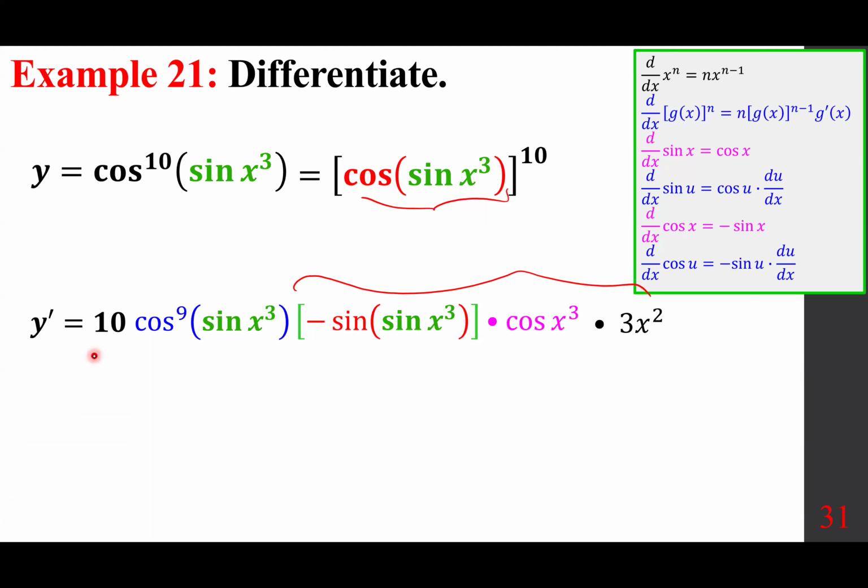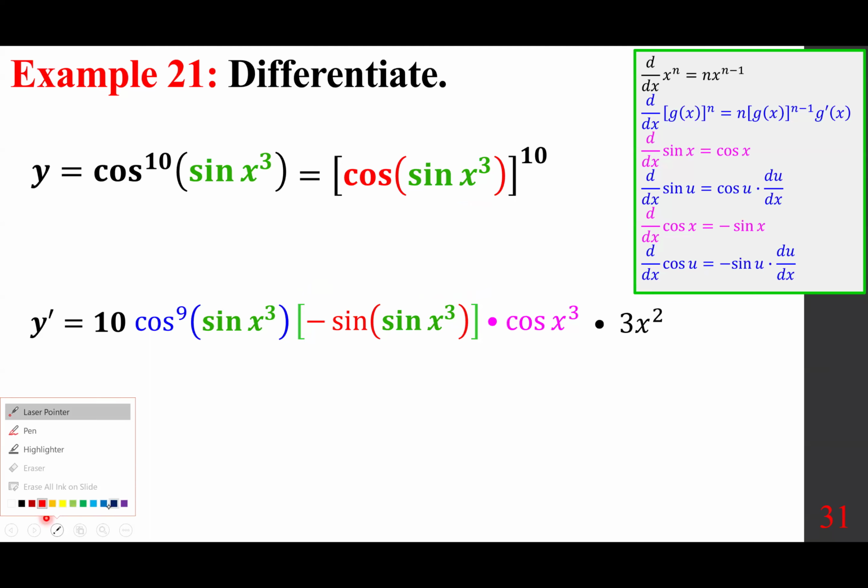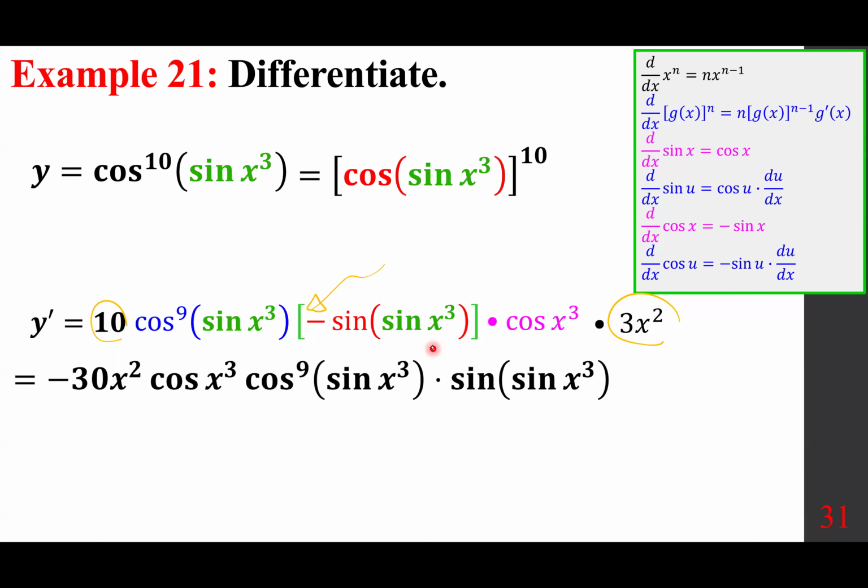So now we put 10, negative sign and 3x squared together, we get negative 30x squared cosine of x cubed and then cosine to the power of 9 of sine of x cubed and sine of x cubed.